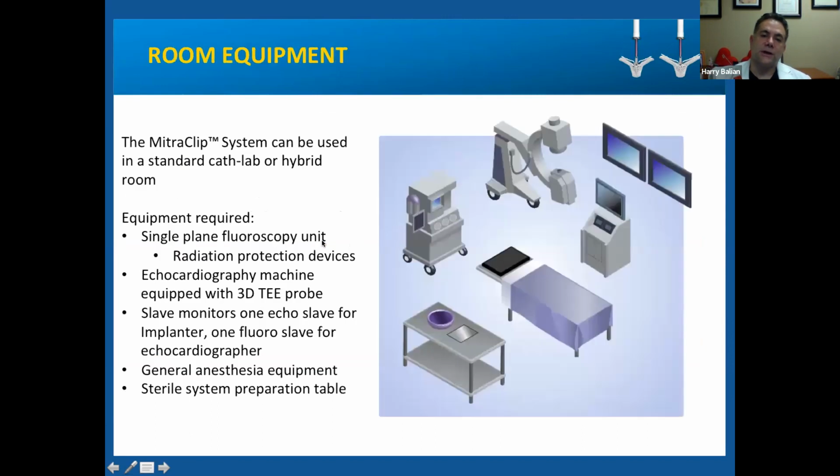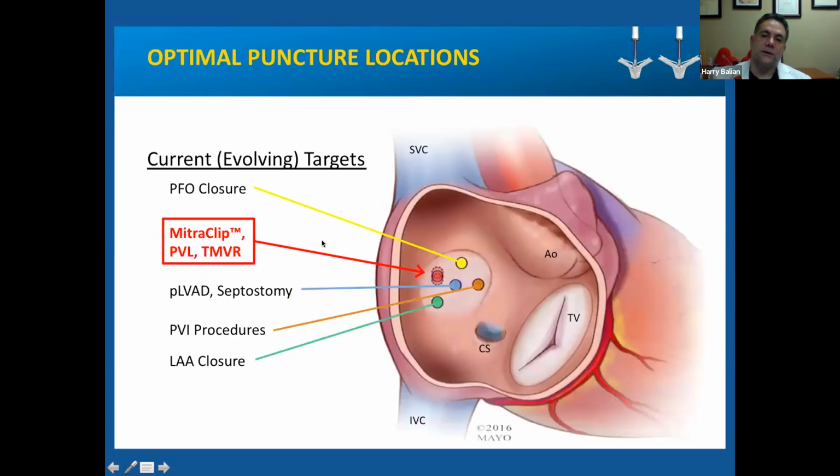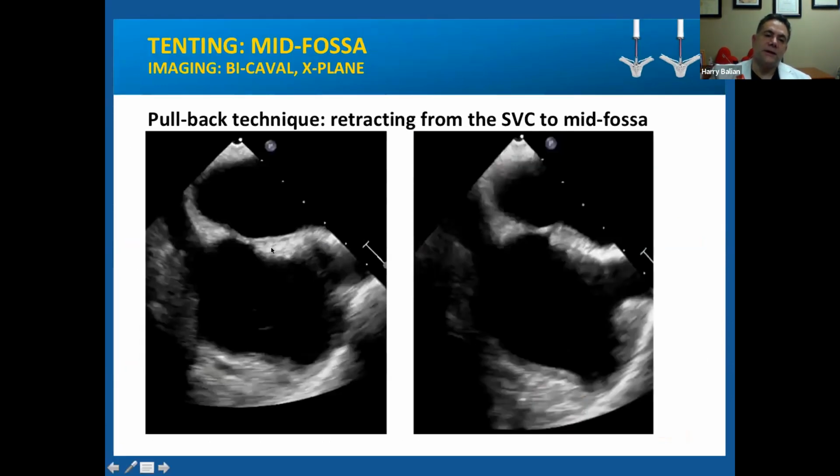Then we're able to actually show you here. This is a TEE showing the bicaval view, where we look at the right atrium and then the left atrium. This is where the septum is. We're able to go across and puncture the septum and make sure that we have enough height from the mitral valve. We want to make sure we're at least 4.5 millimeters above the mitral valve.